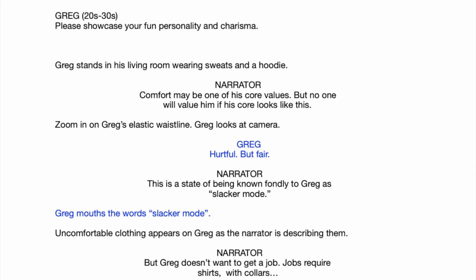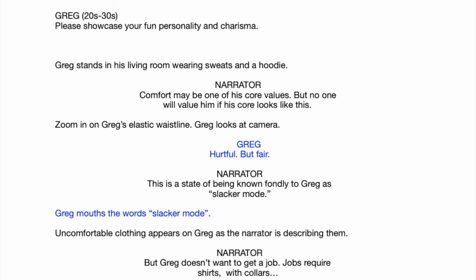So, as you can see here, the narrator says, this is a state of being known fondly to Greg as slacker mode. And then Greg mouths the words slacker mode. It also says in the script here, Greg stands in his living room wearing sweats and a hoodie. Later on, it says, zoom in on Greg's elastic waistline. Greg looks at camera. So I decided for my audition, I was going to wear sweats. I wore sweatpants and a hoodie, and I just made it look like I was a slacker because Greg likes being in slacker mode. So reading the sides and doing your homework is so important when you're figuring out what you're going to wear for your audition.